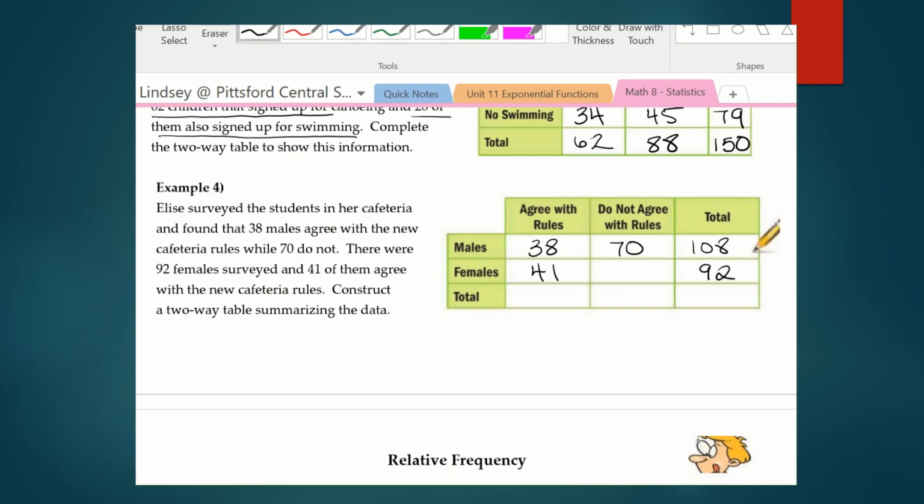Okay, so some things that I can do right away. If I look at the column that says agree with rules, it looks like 38 males and 41 females agree with rules. So how many total students agree with the new rules? Well, 41 plus 38 gives us 79.